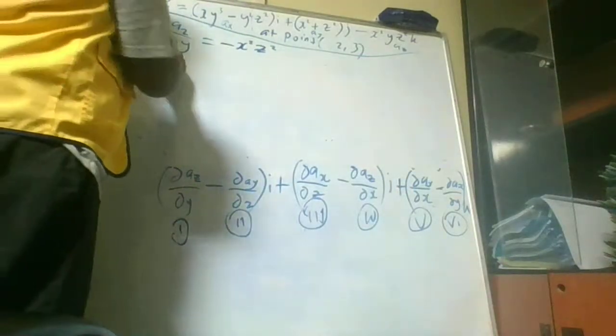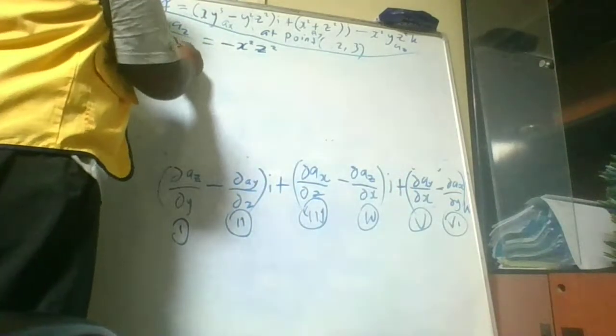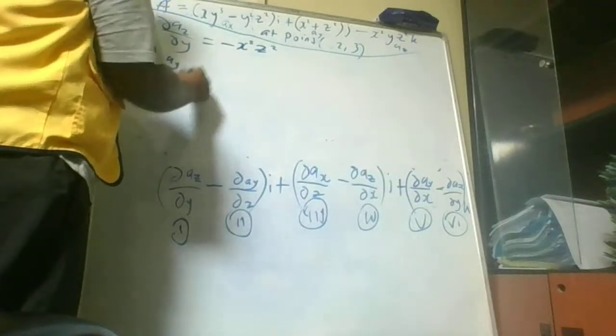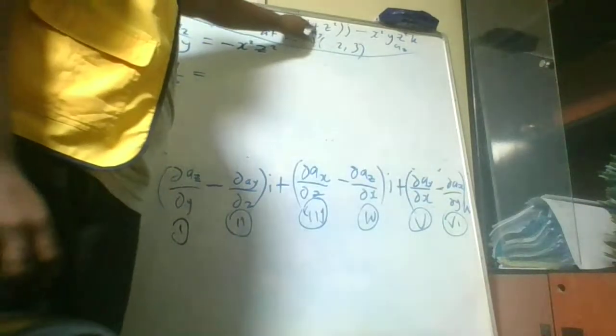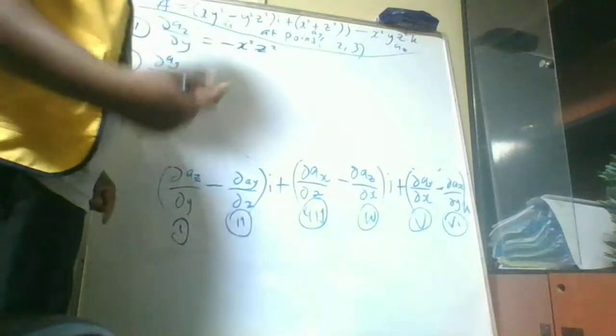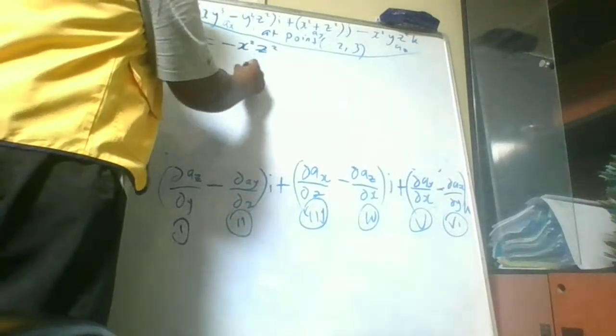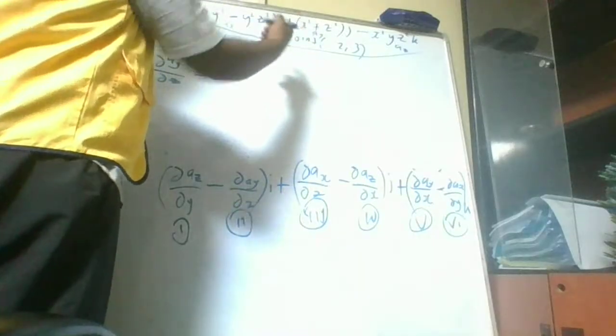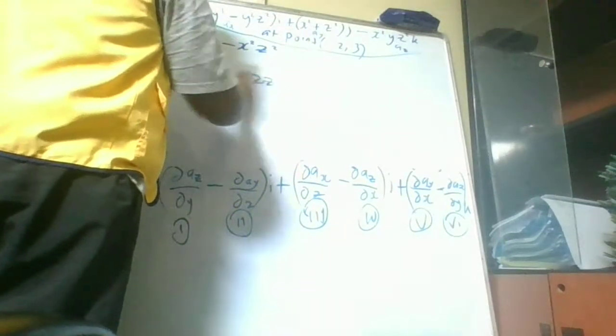Our number 2 is to partially differentiate AY with respect to Z. So you have AY is this. You are differentiating with respect to z. X squared is a constant. So if you differentiate a constant, you're going to have 0. So you have equal to 0 plus, if you differentiate z squared with respect to z, you're going to have 2z.